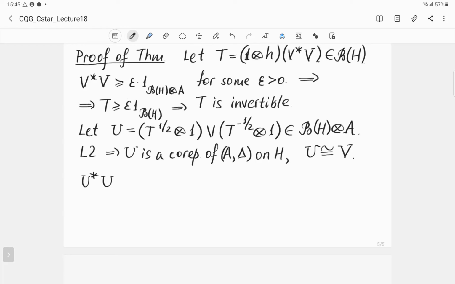So what is U star U? Well, what is U star? This is T to the 1/2 tensor 1, V star. This is U star, and we multiply U star by U.